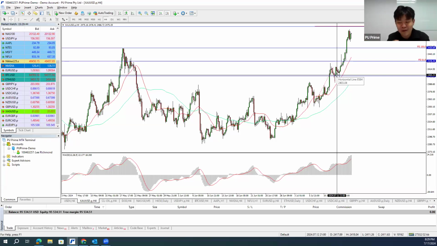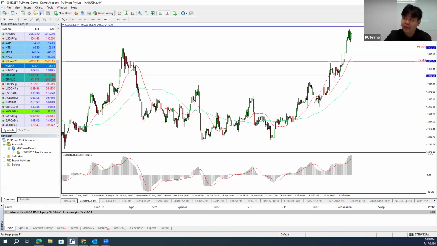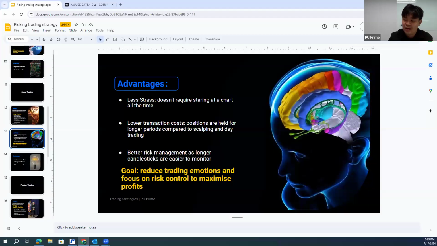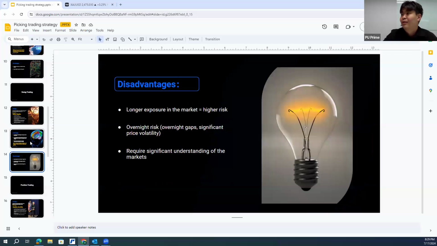you can go up 200, 300 pips, but you can also go down. You need to think more on the worst case scenario. So you fully prepare for it, try to find your suitable loss size in trading, and you trade on it. Okay.